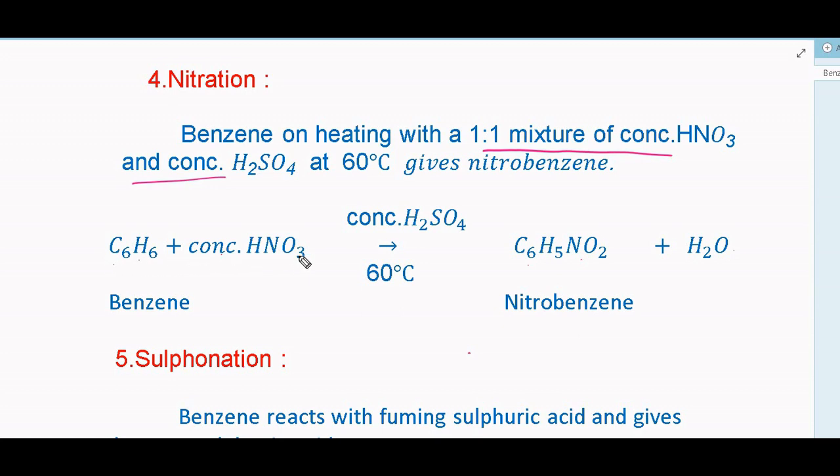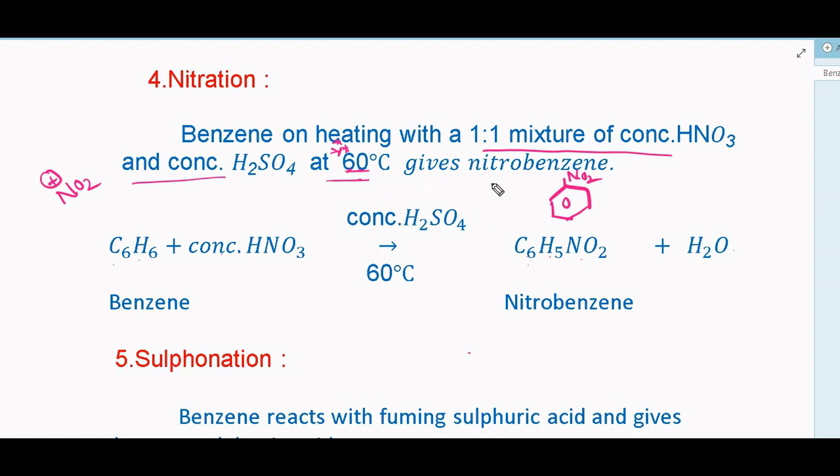This is the nitration reaction. C6H6 plus concentrated HNO3 in presence of concentrated H2SO4 at 60 degrees centigrade gives us C6H5NO2, nitrobenzene, plus H2O. What is the electrophile in the nitration reaction? NO2 plus is the electrophile. Benzene on heating with nitration mixture at 60 degrees centigrade. Temperature is very important. You should mention the temperature. At 60 degrees centigrade only the reaction takes place, and it gives us nitrobenzene.